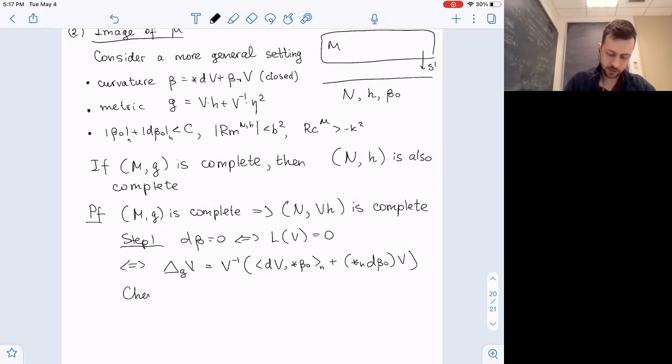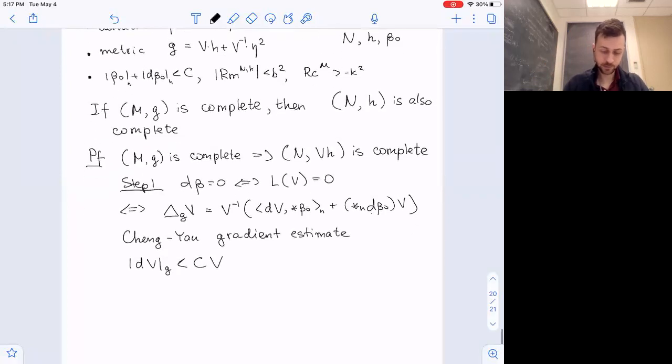And what you can do, you can apply to this equation the Cheng-Yau gradient estimate, which essentially tells you that the gradient of your function V with respect to metric G is bounded by a constant times V. Maybe I should write it on a ball of radius r with respect to G, where the constant c depends on r and x.